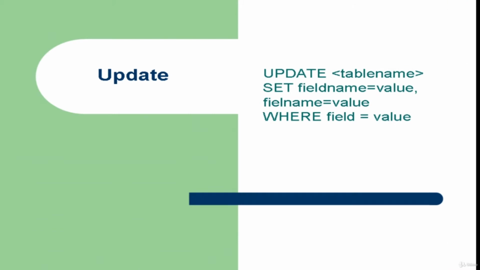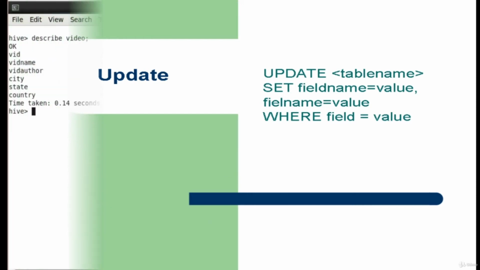Update table name, set, field name is equal to value, comma, field name is equal to value, etc. Where field name is equal to value. This where is very critical while using the update DML statement. Let us see how to use update statement in Hive.